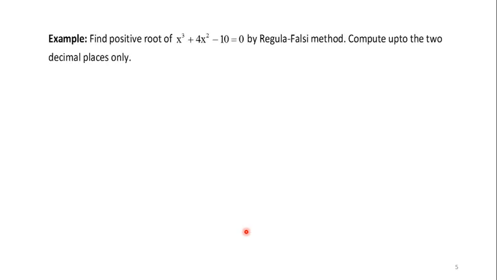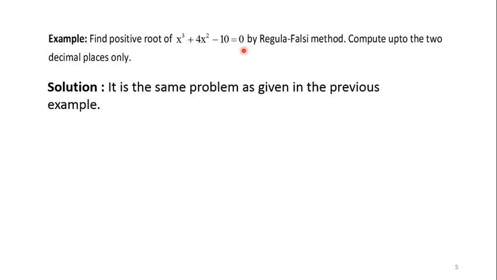Let me understand this method by an example. Our first example is: find the positive root of the equation x cube plus 4x square minus 10 equal to 0 by regula falsi method. Compute up to two decimal places only. As long as you do not get two answers correct to two decimal places the same, you will continue this. It is the same problem as given in the previous example.